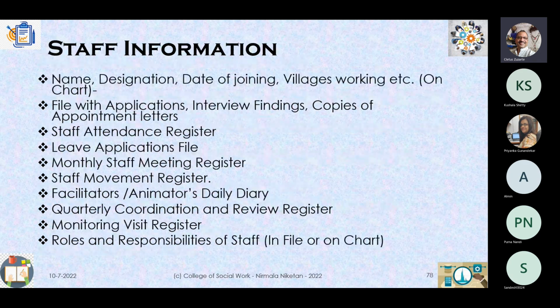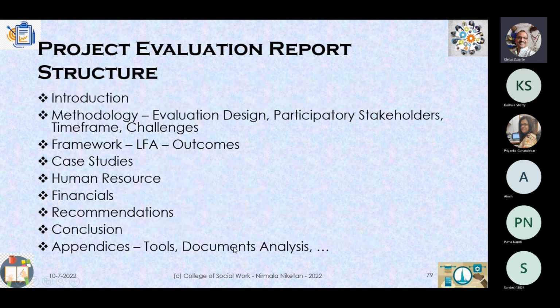Then there are certain financial things in place, for example requisition forms, travel requisition forms if it's a larger organization. Another important document if you're looking at a project: because those staff are being paid from your project, look at staff information files. For example, do they have a file with their names, interviews, attendance, leave applications, movement registers, daily diary, coordination, monitoring visit registers, their responsibilities? Do they have an evaluation report, and does that report have a particular format? I have given a format here. You can look at that format later on.